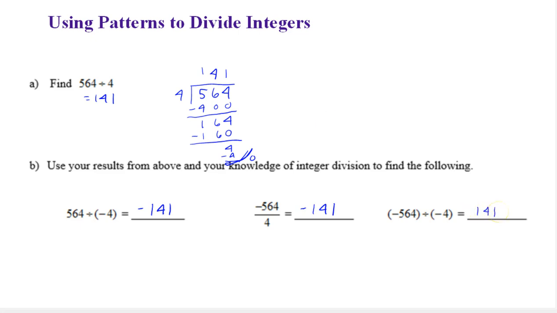So don't feel overwhelmed when you have these problems with signed integers. For multiplication and division, you just multiply or divide as if they were positive. Then you determine the sign based on the signs of the original numbers. If the signs are different for two numbers, it's negative. If the signs are the same for two numbers, it's positive.